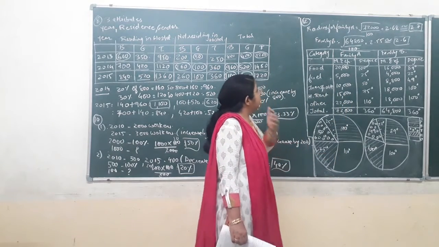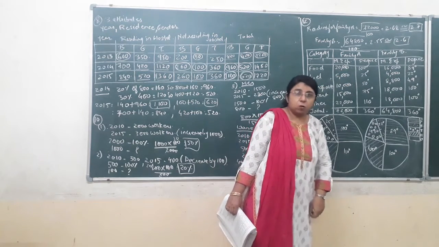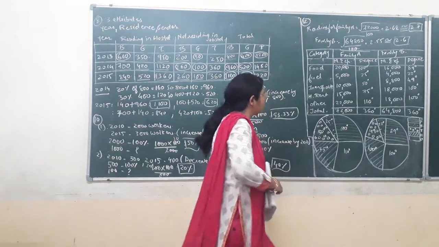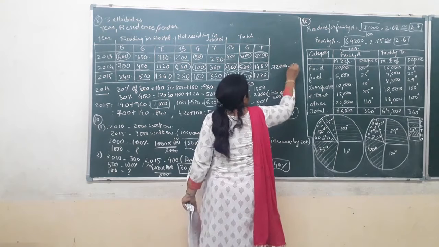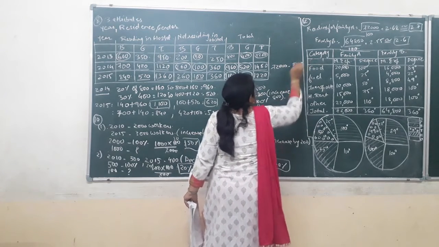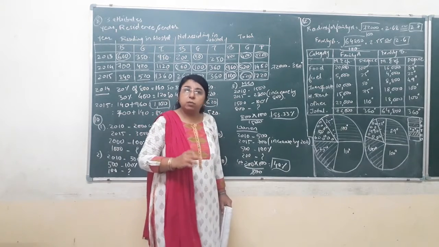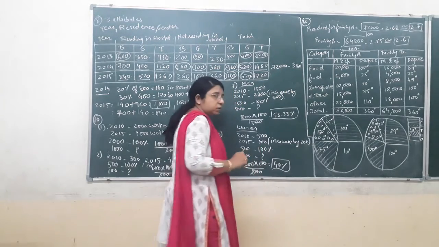Here you can see the monthly expense of food is 20,000. Now the total expense is 72,000. One calculation I will show you. If the total expense is 72,000, then the total degree would be 360 degree. Yes or no? We know that in a pie chart the total degree is 360 degree. So for 72,000, the total degree is 360 degree.